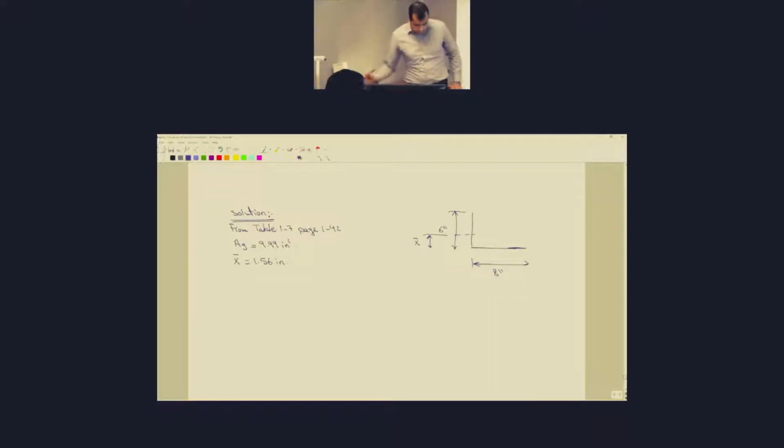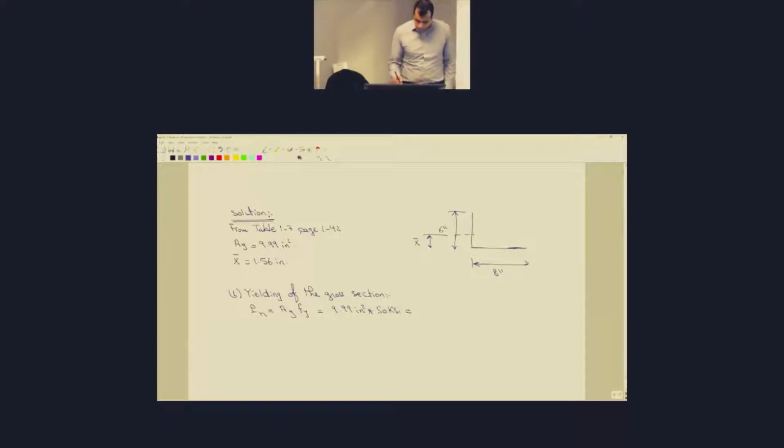And then we're going to check yielding and fracture for the section. So for the yielding of the gross section, P nominal is equal to the area gross multiplied by the F yield. So the area gross is the 9.99 inch square, and the yield stress is the 50 KSI.